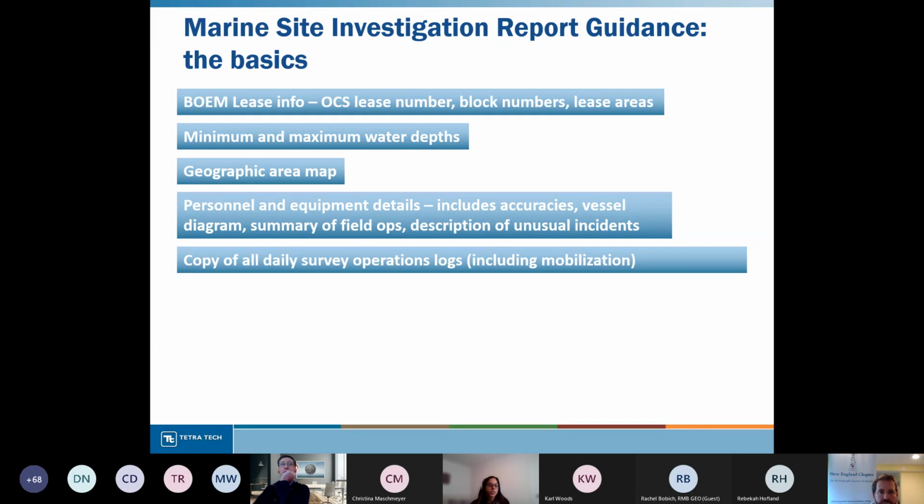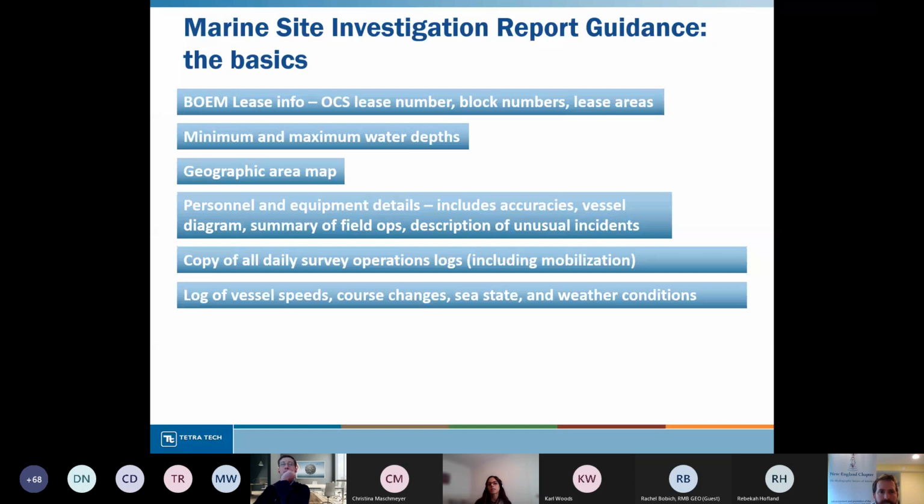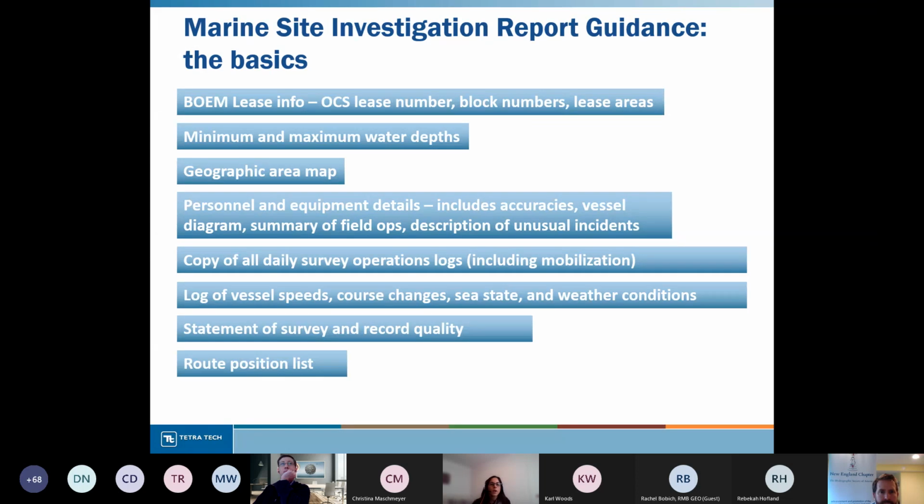A copy of all daily survey logs, a log of vessel speeds, course changes, sea state, weather conditions, things that you're typically recording in your DPRs, but it's good to know ahead of time that BOEM is looking for those, so you want to make sure you're logging it each day. A statement of survey and record quality, and a route position list.